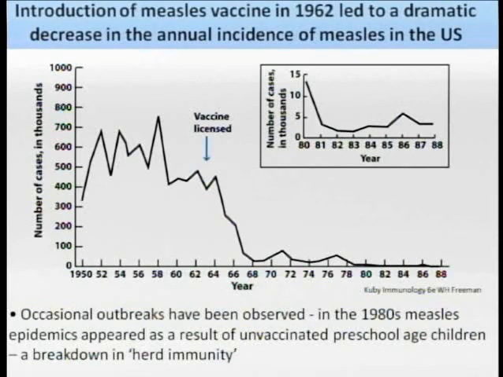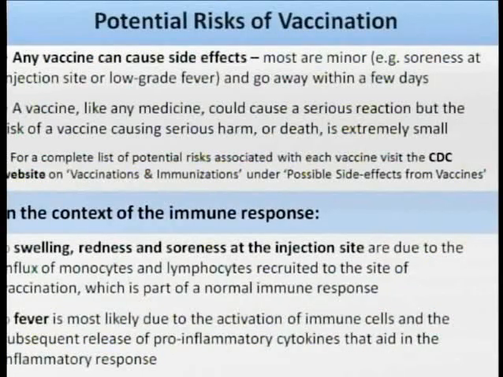So this can become quite serious, because if you have a breakdown in herd immunity, now measles, in this case, will be spread, and those that can't be vaccinated, like immunocompromised or HIV positive or those undergoing chemotherapy, are susceptible and could potentially pick up the disease. And measles, you can die from measles. It's a serious disease. Okay. So I want to talk to you a little bit about potential risks of vaccination.